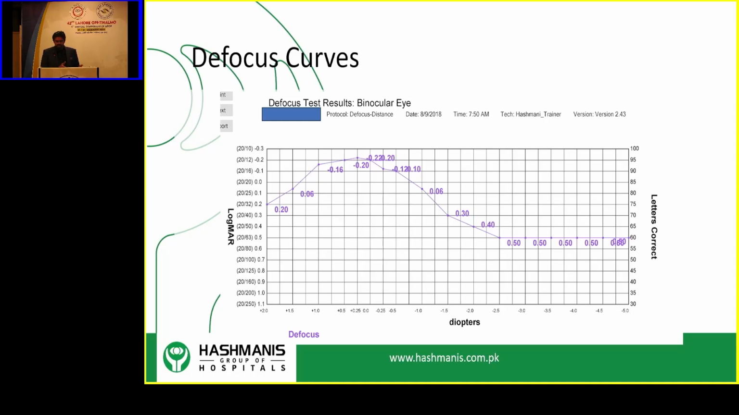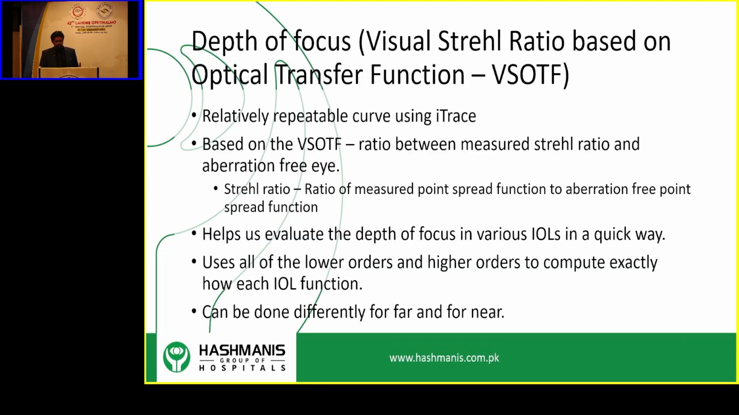And we're going to use these along with something called a VSOTF, visual Strehl ratio, based on the optical transfer function that we get on the iTrace. Now, what is the VSOTF? The basic of VSOTF is it uses the Strehl ratio. Basically, it uses the ratio of the Strehl ratio, and the Strehl ratio itself is a ratio of the point spread function of a normal versus an aberrated eye.